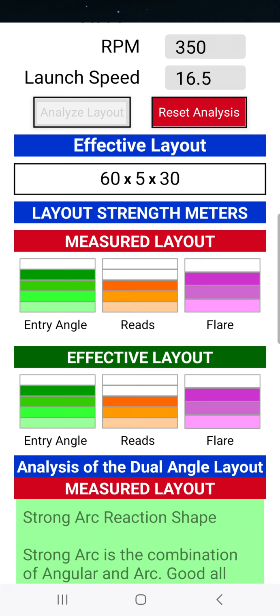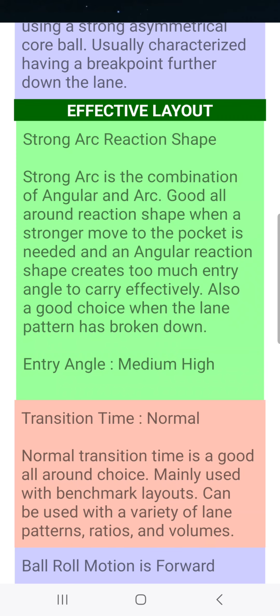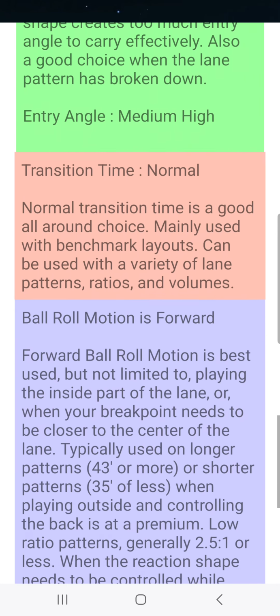So it gives you 2 options. The measured layout, again, I'm not sure what the difference is between the measured layout and the effective layout, but they look identical from what they've said there. Basically the effective layout is a strong arc reaction shape. Strong arc is the combination of angular and arc. Good all-round reaction shape when a stronger move to the pocket is needed, and an angular reaction creates too much entry angle to carry effectively. Also a good choice for when the lane pattern has broken down. Entry angle, medium, high. So that's a pretty good explanation.